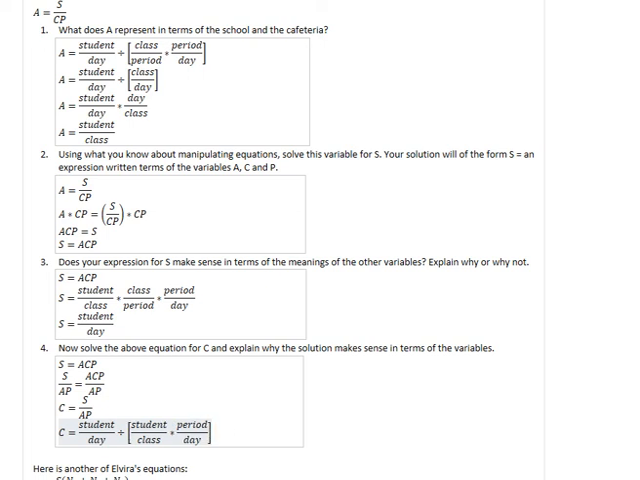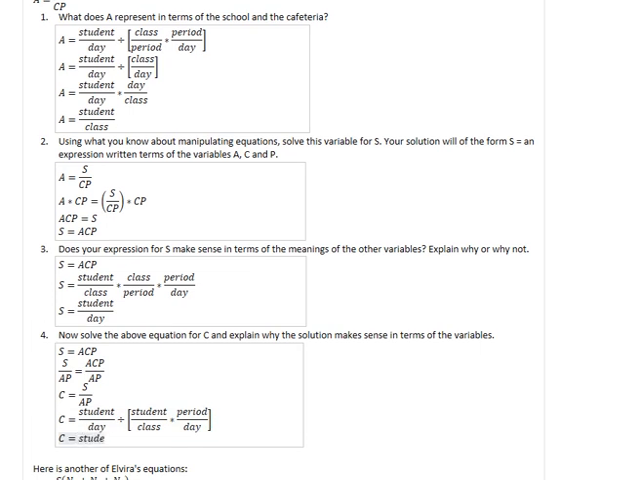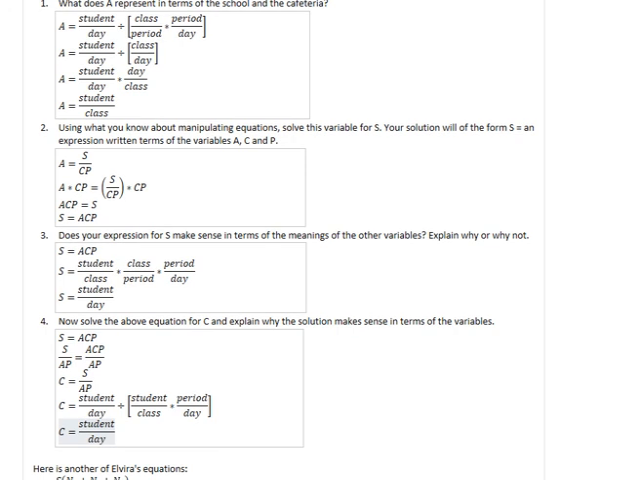The fun thing about this is that you notice we can't actually start canceling a lot of this stuff. Let me just make absolutely sure here. Yeah, we can't really cross-cancel like we were able to do in the first one. So when we do our keep, change, flip, we keep this first fraction, and when we flip, we flip everything in brackets over. Here's what we end up with: class per student times day per period.